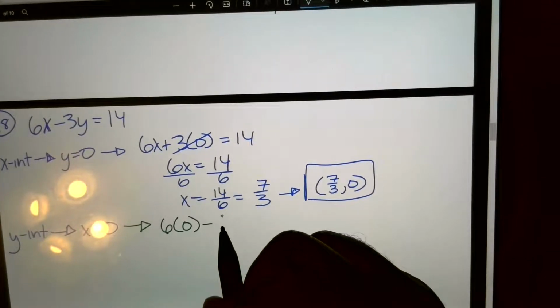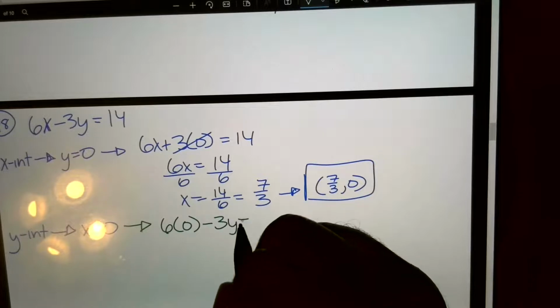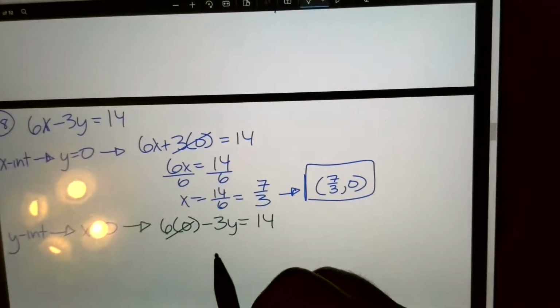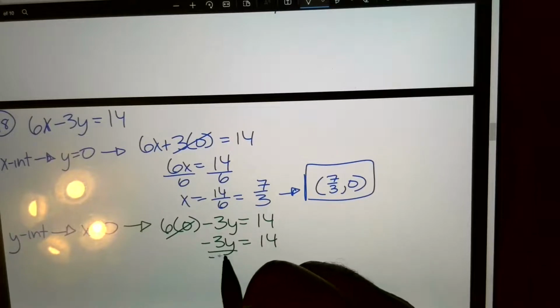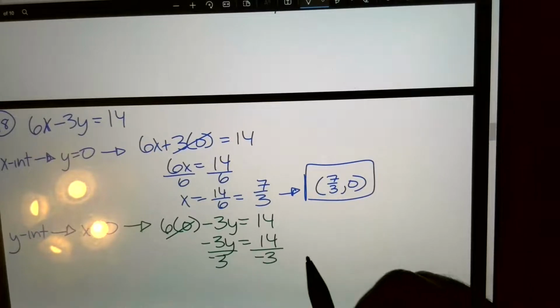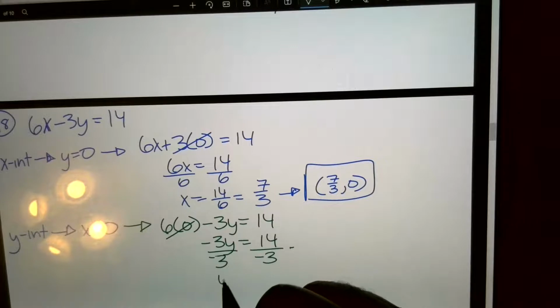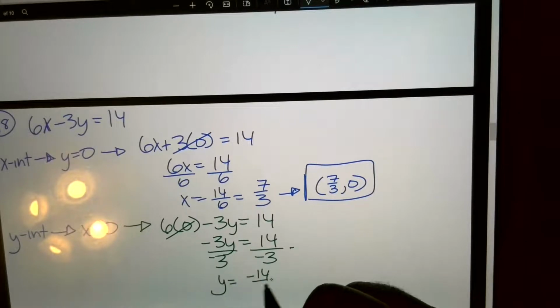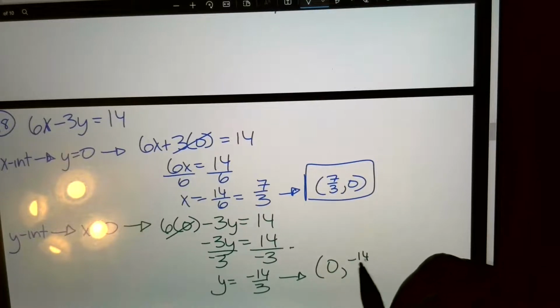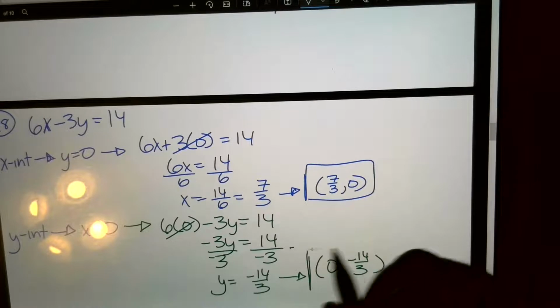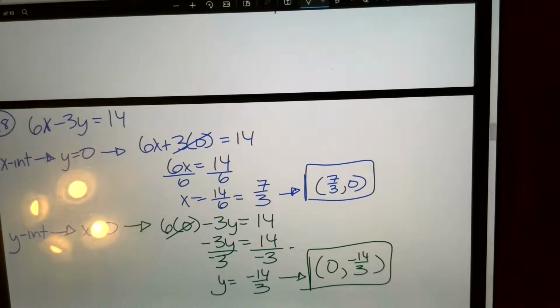670 minus 3y is equal to 14. That goes away. So negative 3y is equal to 14 divided by negative 3. And I get y is equal to negative 14 over 3. So the y-intercept is (0, negative 14 over 3). Boom.